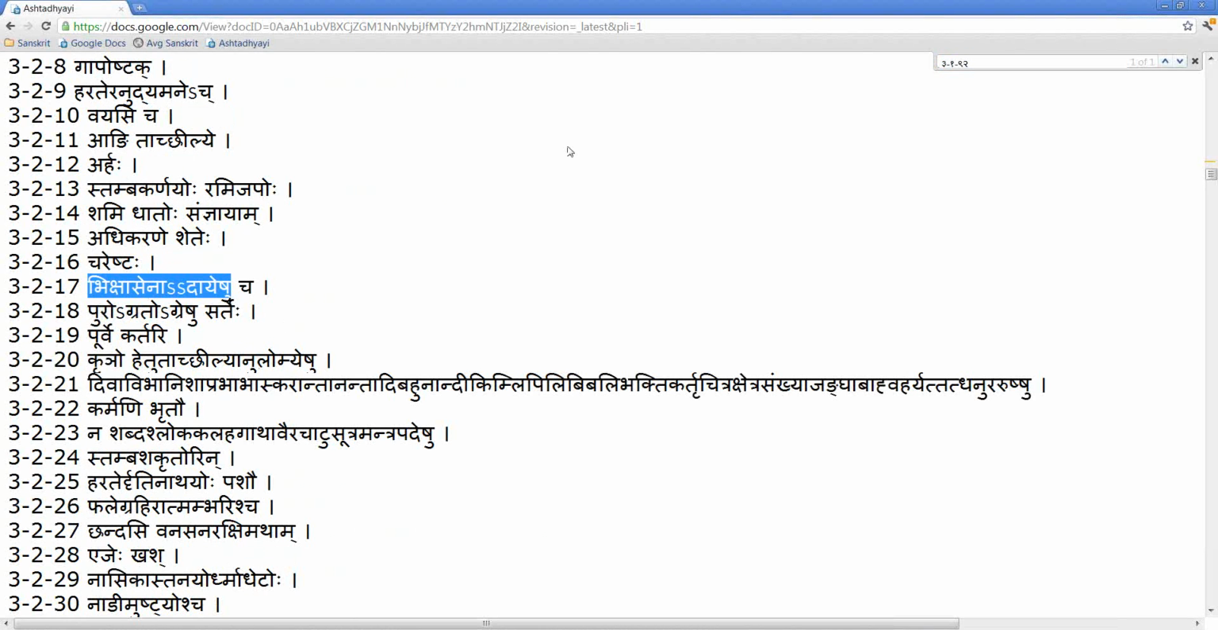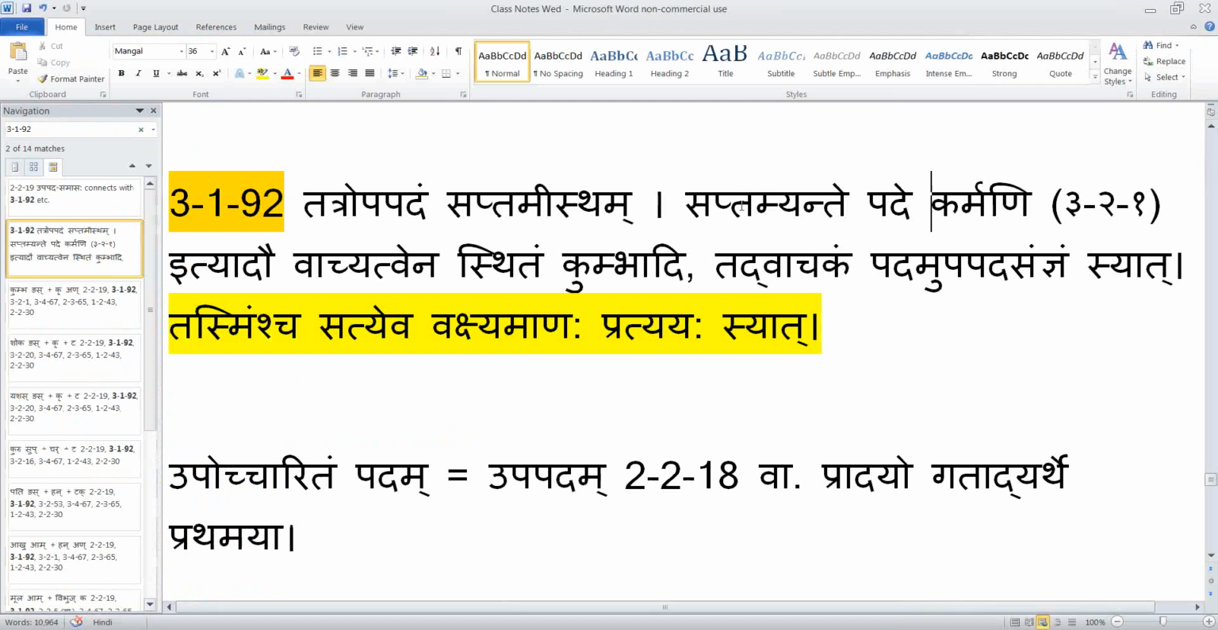So if you have such a saptamyanta padam in the krit pratyaya vidhayaka sutra, then we know that the krit pratyaya is coming conditional on that upapadam being there. One more time: saptamyante pade, in the saptamyantam padam like karmani etc., vachyatvena sthitam kumbhadi, the item indicated by that, which in this case is the pot etc., tad vachakam padam, a word which stands for the pot, upapadam samjnam syat.